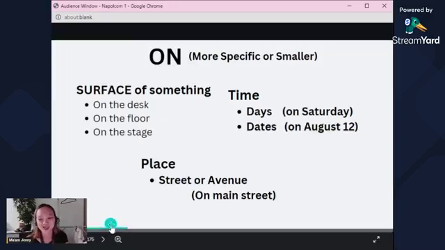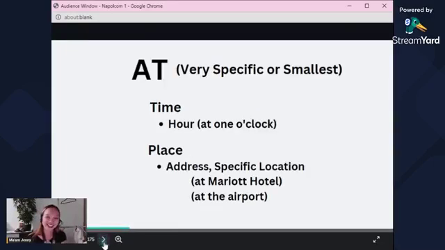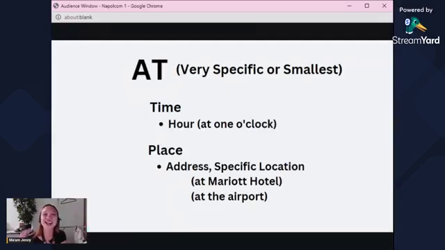Okay. Now, let's proceed. At naman, ito na talaga yung pinaka very, very specific. So, kapag yung in, taon, buwan, weeks, yung on naman is dates, yung at, it's specific time. So, at 1 o'clock, I will meet you at 3:30 p.m. So, talagang oras na sobrang specific na.